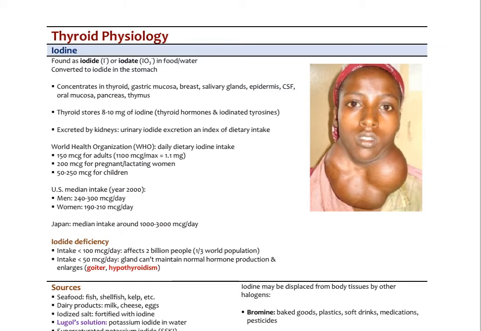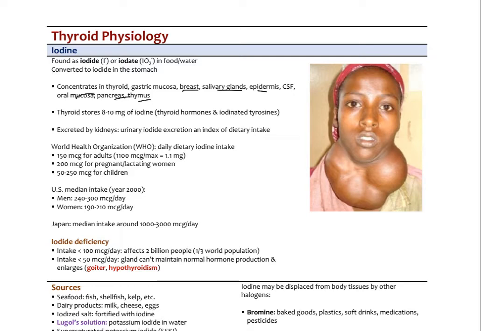So I want to say a little bit more about iodine. So iodine in nature, in foods, is found usually as iodide ion or as iodate, IO3. When we eat these iodine-rich foods, then we basically have iodide ion that enters circulation, and that's what circulates around, and that's what we showed is taken up, for example, by that sodium iodide symporter in the thyroid gland. There are other symporters in tissues like the gastric mucosa, in the breast, salivary glands, in the skin itself, in the cerebrospinal fluid, oral mucosa, pancreas, and thymus.